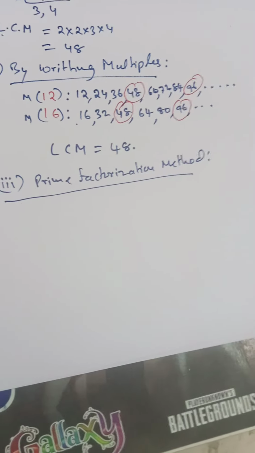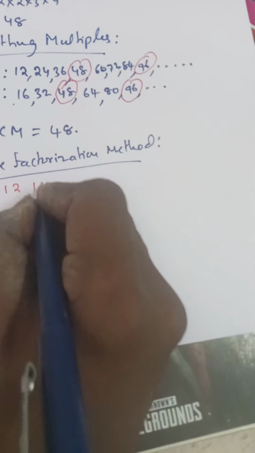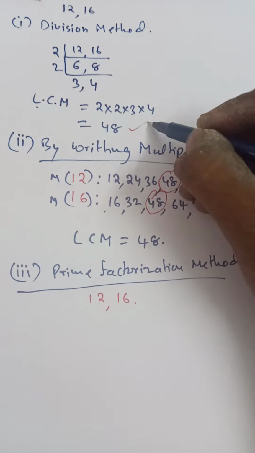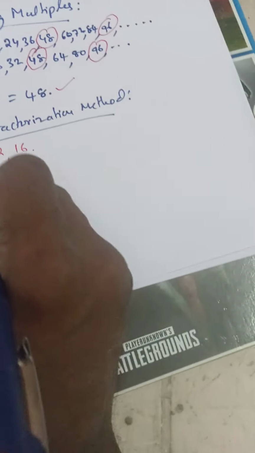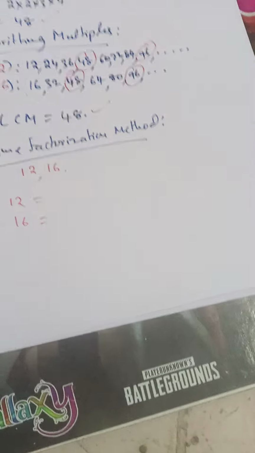So I am taking the same example only, 12 and 16. In all of these methods you must get the LCM as 48 only. Check them once. In the prime factorization method, we'll write both the numbers and try to express both the numbers as a product of the prime factors. For that, it is better to write both the numbers separately and divide them by the prime numbers.